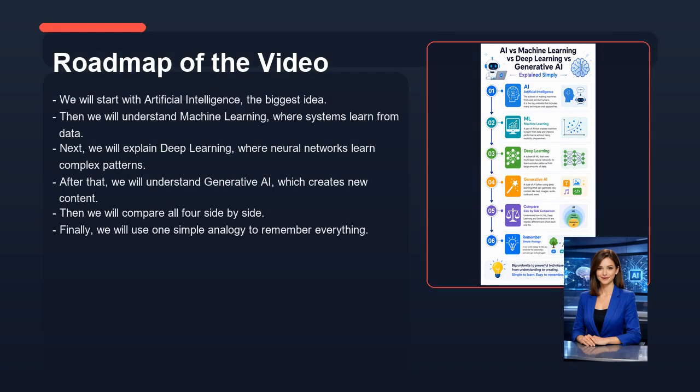Now let's look at the roadmap of the video. We will start with artificial intelligence, the biggest idea. Then we will understand machine learning, where systems learn from data. Next, we will explain deep learning, where neural networks learn complex patterns. After that, we will understand generative AI, which creates new content. Then we will compare all four side by side. Finally, we will use one simple analogy to remember everything.